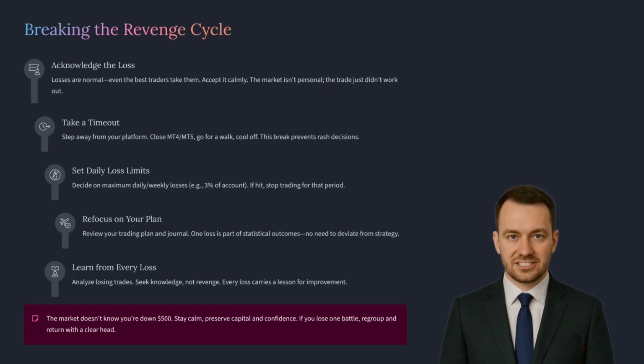Many traders institute a rule. After a loss exceeding a certain amount, they will stop trading for the rest of the day or at least for an hour. This cooling off period can save you from making rash decisions.